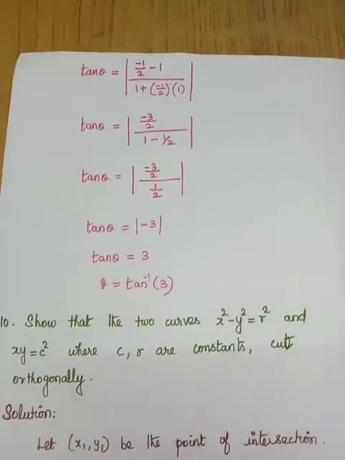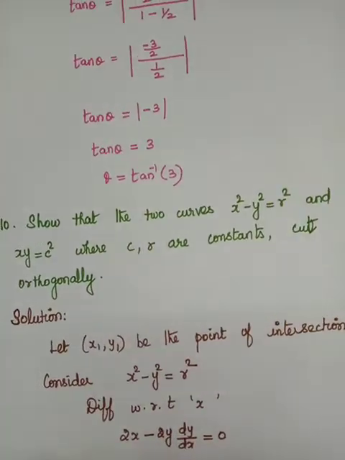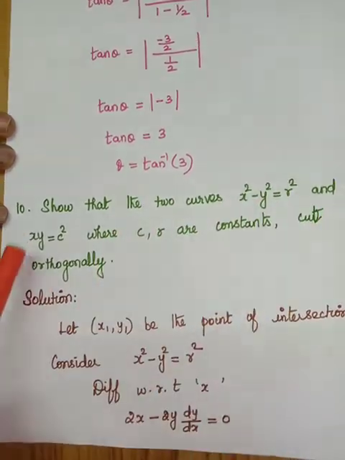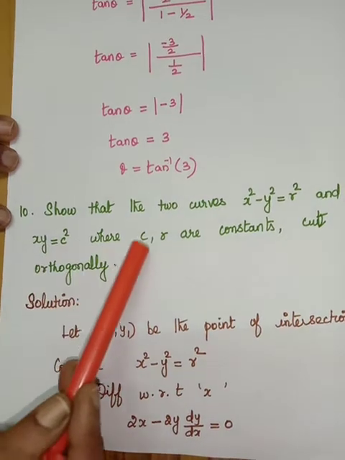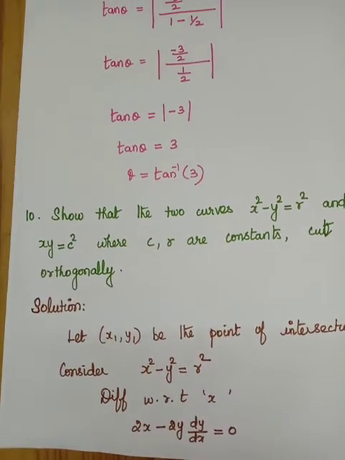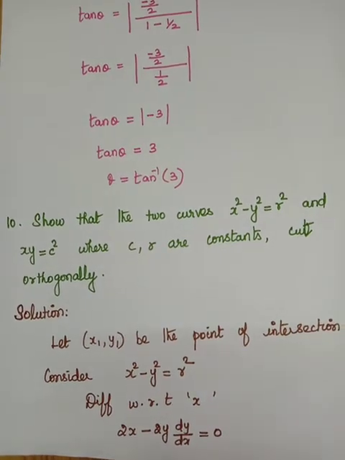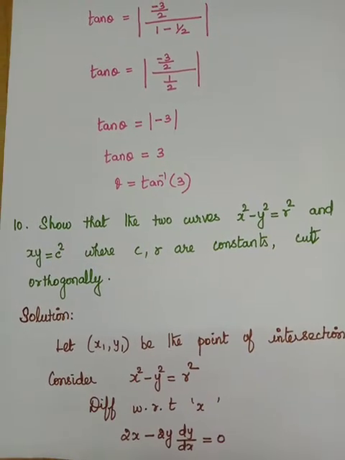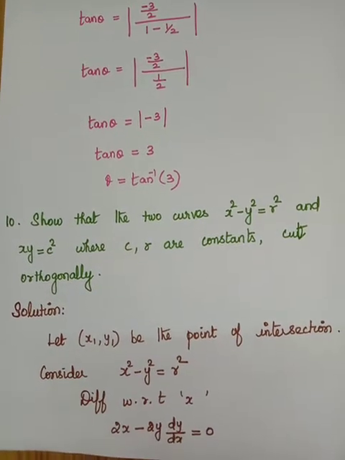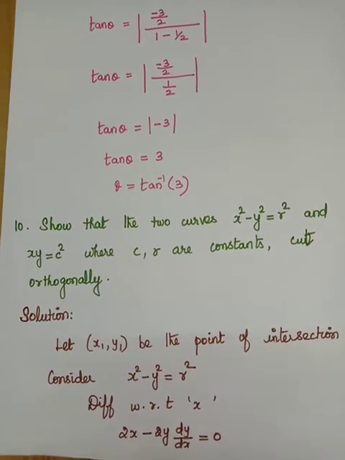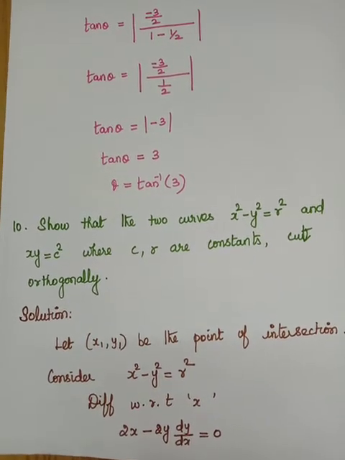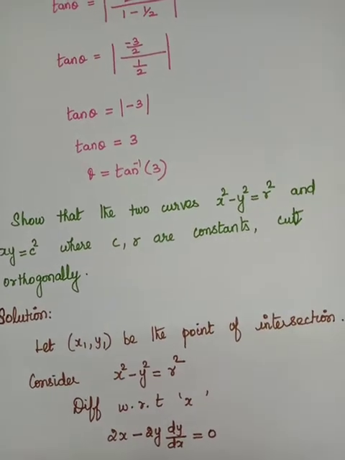Okay, come to the 10th problem. Show that the two curves x squared minus y squared is equal to r squared and xy is equal to c squared, where c comma r are constant, cut orthogonally. So two curves cut orthogonally means at the point of intersection, if you draw the tangent lines, they are perpendicular. So any two lines are perpendicular or any two curves are perpendicular at the point of intersection. So m1, m2 is equal to minus 1.